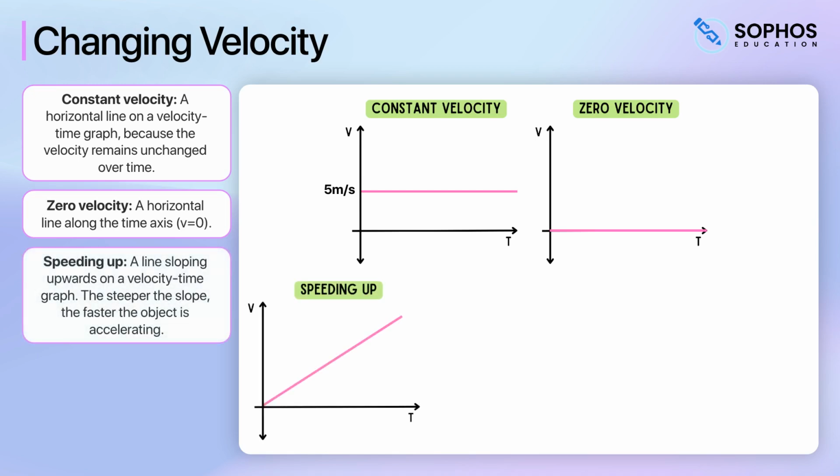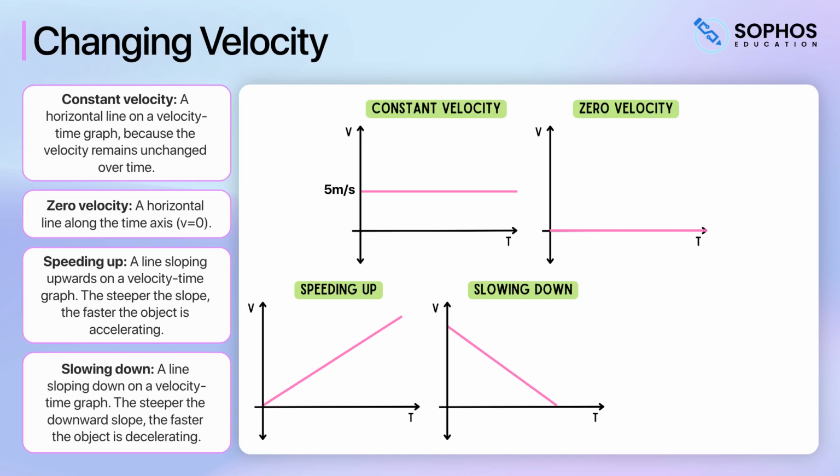If an object is speeding up, its velocity increases over time, so this will show on the graph as a line sloping upwards. The steeper the slope, the faster the object is accelerating. For instance, if the line rises from 0 to 10 meters per second over a span of 5 seconds, the object is speeding up. Conversely, if the velocity decreases over time, the line will slope downwards. The steeper the downward slope, the faster the object is decelerating. For example, if the velocity drops from 10 meters per second to 0 meters per second over 3 seconds, the object is slowing down rapidly.